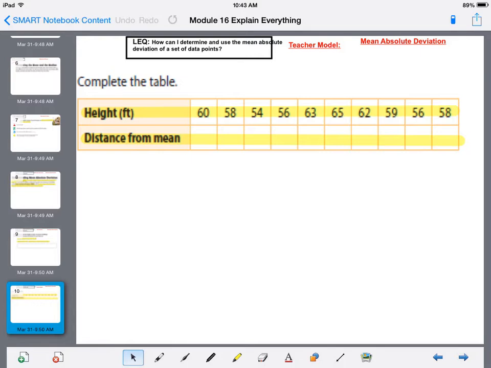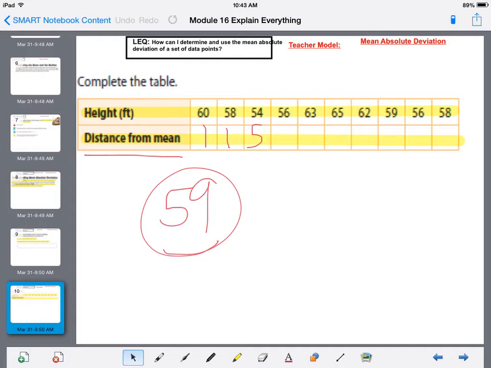Now remember, the mean was 59. So we're going to take 59 and compare it to the other data values. That's going to give us the difference or the distance from the mean. On the number line, from 59 to 60 is a difference of 1. 58 to 59, difference of 1. 54 to 59, difference of 5. 56 to 59, difference of 3.